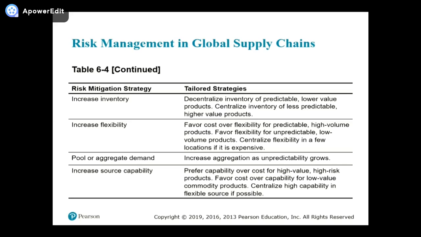Demand aggregation or supply aggregation. Aggregation is the same as centralization, and that aggregation reduces uncertainty. Increase the source capability, and that also increases cost. So focus this for high value, high risk products, and centralize if possible.